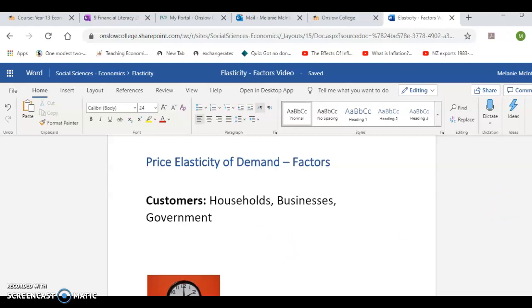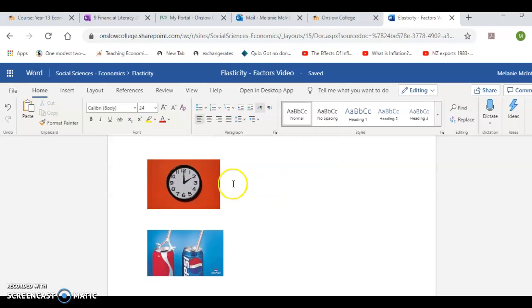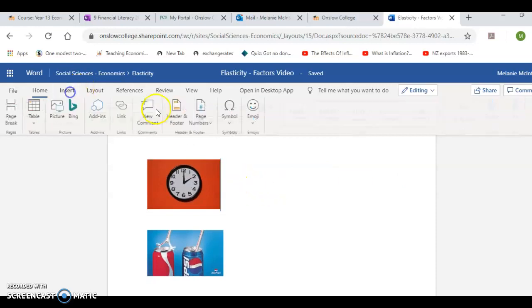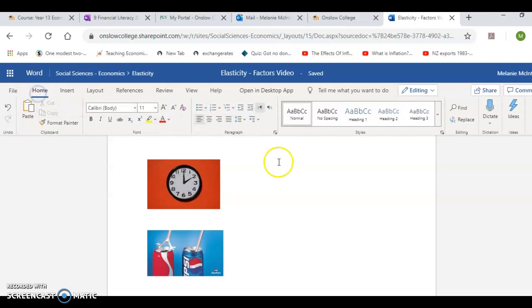So I've got several little pictures here, I was trying to be crafty. I might just insert a text box. Shall we do that? Can't see a text box. Well, that's really unhelpful. Never mind.